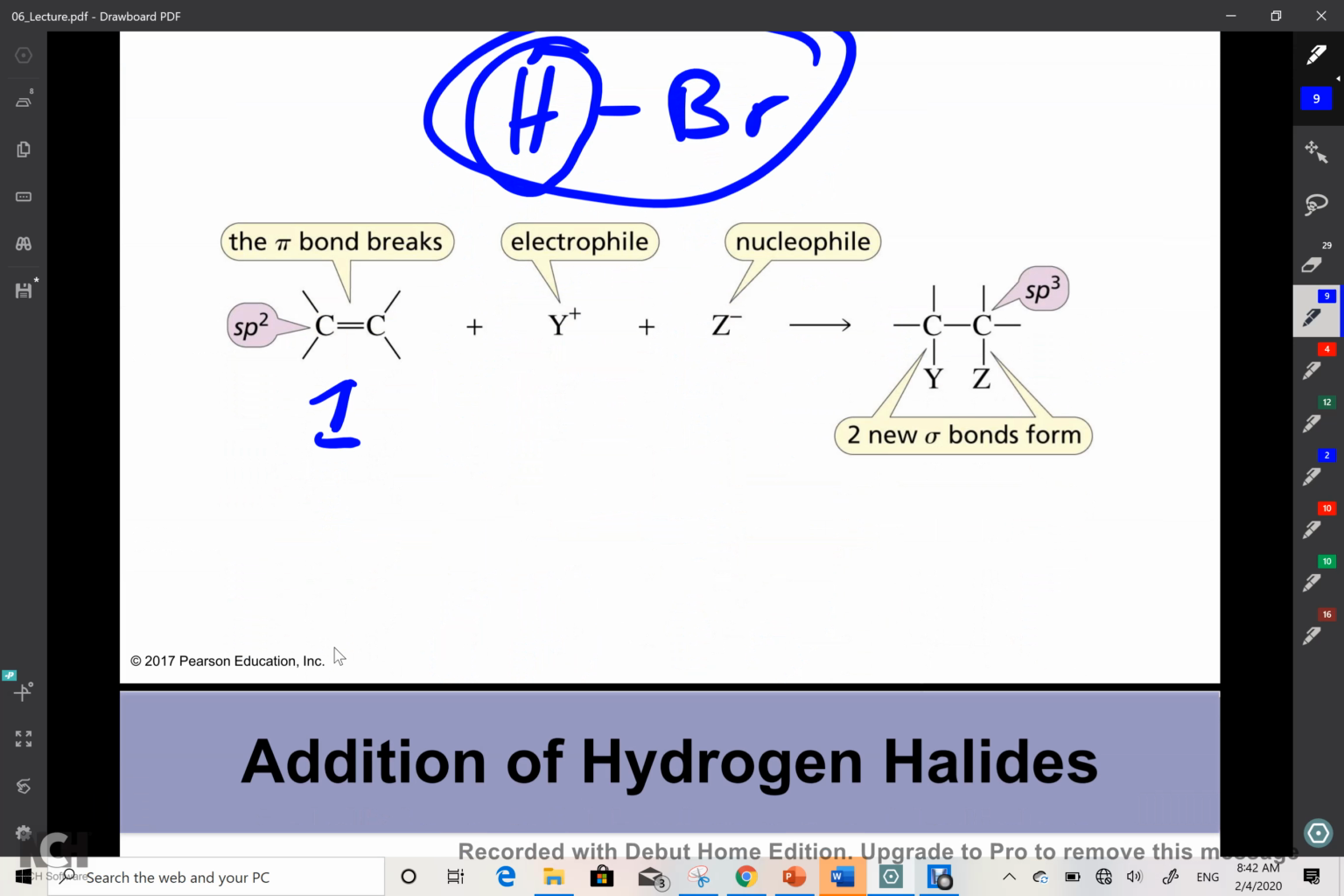The features of electrophilic addition: we have breaking of the pi bond. Then we need to identify what our electrophile is. The electrophile will add on one of the carbons and the nucleophile will add on the other carbon. And the sp2 carbons become sp3 carbons. All electrophilic additions are like that. The sp2 becomes sp3.